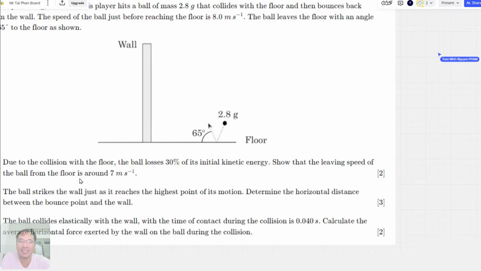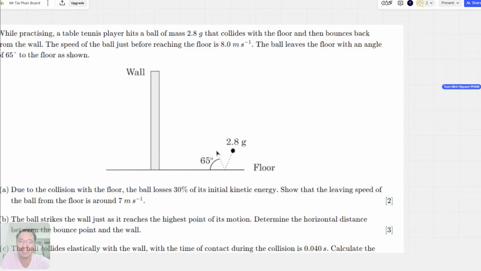Leaving speed of the ball from the floor is around 7. 30% of energy is lost in the collision. Okay, we're given here the speed of the ball right before colliding with the floor, which is 8 meters per second initial velocity. And this is the mass.